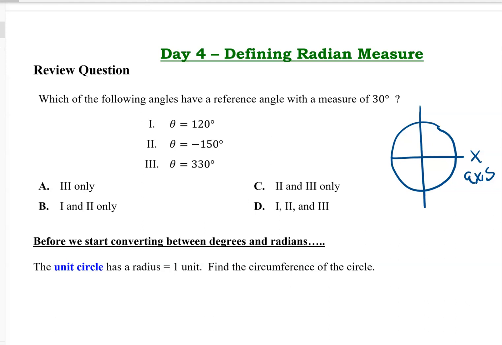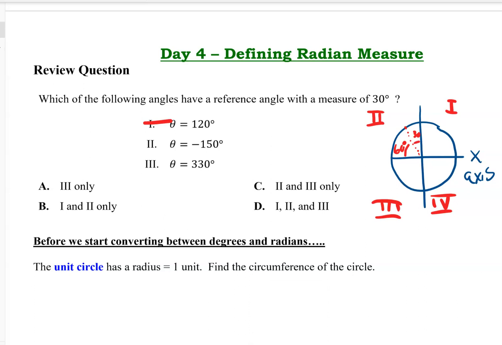So first, we're going to go around 120. So we're going to start over here in quadrant 1. We're going to go counterclockwise. So we're going to go 90 degrees and then 30 more. So we're in quadrant 2. Now, if we've gone 30 degrees into quadrant 2, that means there is 60 degrees left. So, number 1 is no good.